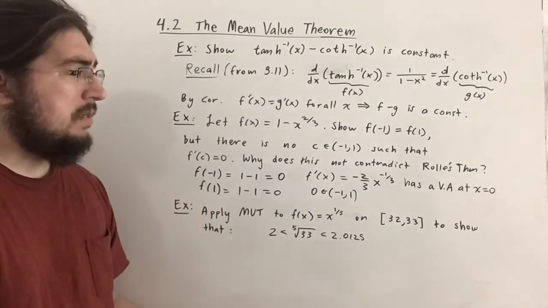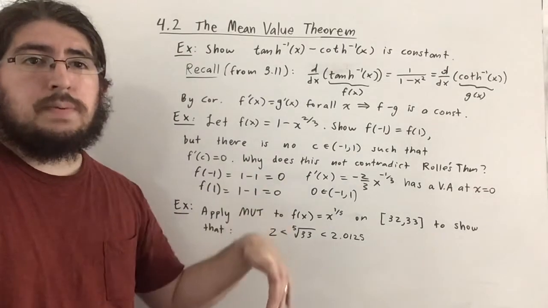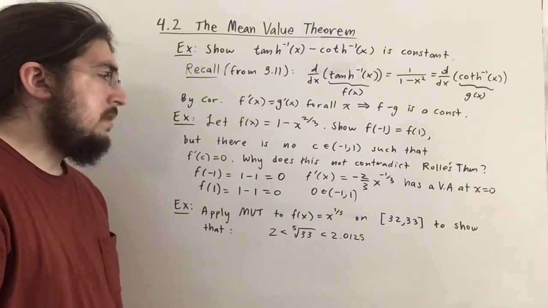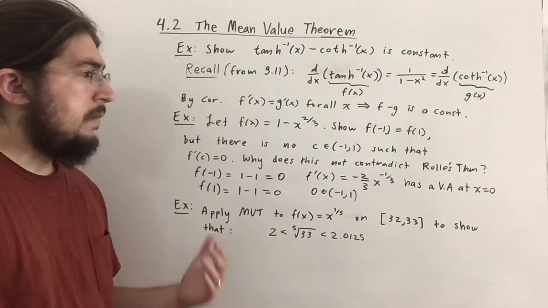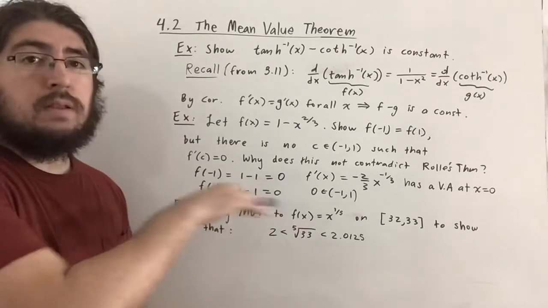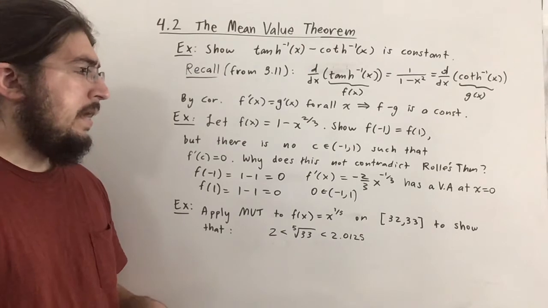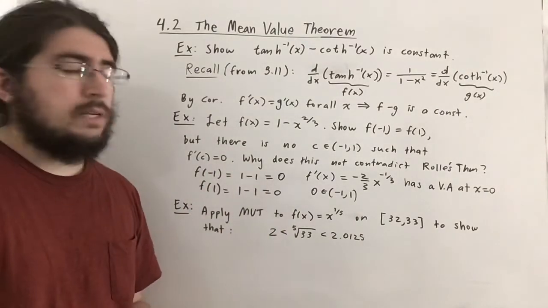What that tells you, and you can see that by graphing, is that there's no dipping below or rising up like this. So there are no dips and no bumps, meaning that there's no point in between that will yield a horizontal tangent line. And this is really the part that doesn't really contradict Rolle's theorem.